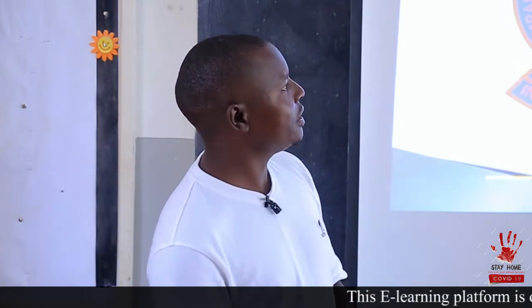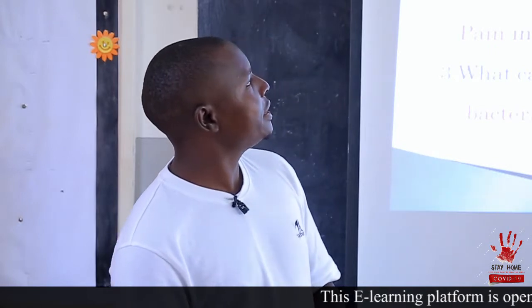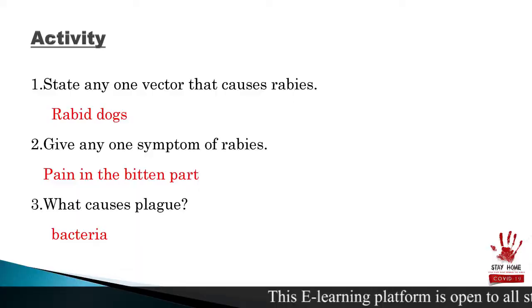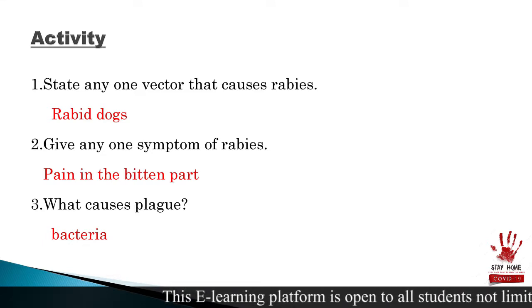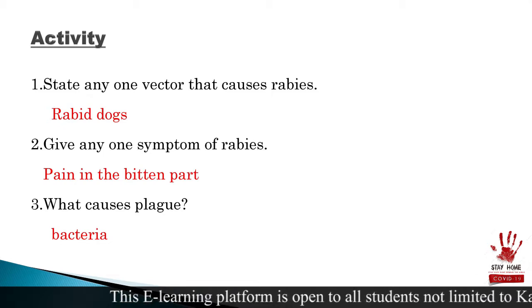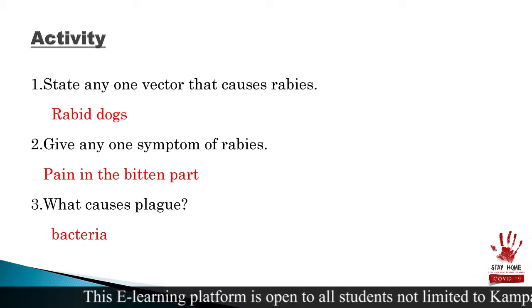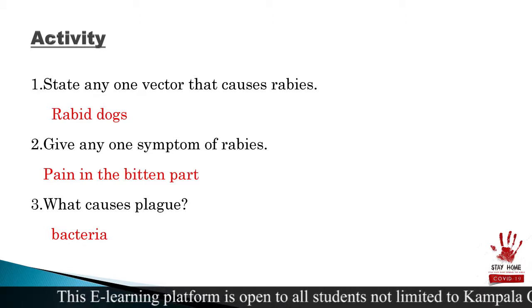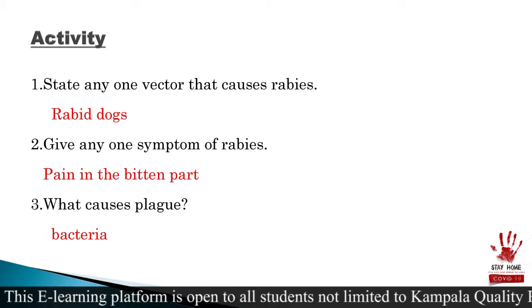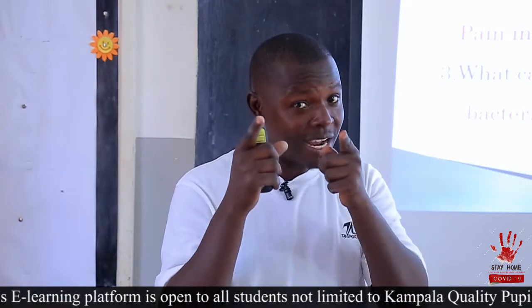So, let's see. Number 1 is state any one vector that causes or spreads rabies. And I've given you one as rabid dogs. 2, give any one symptom of rabies. I have chosen 1. Symptoms, we feel them, but we can't see them. Somebody can't say, I'm feeling headache. Headache is a symptom. You can't see it.